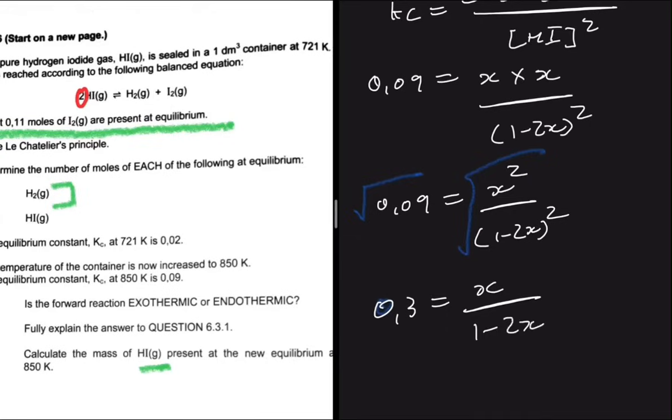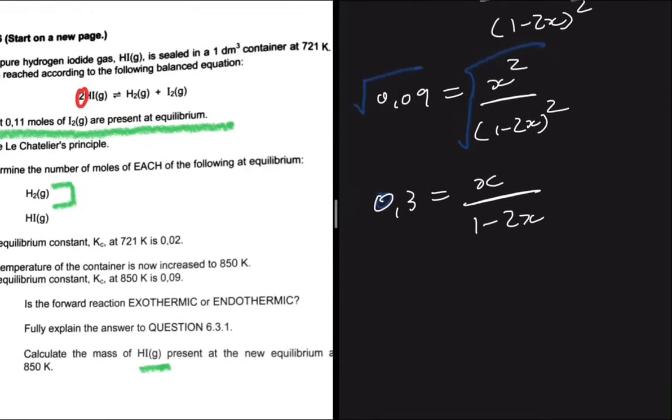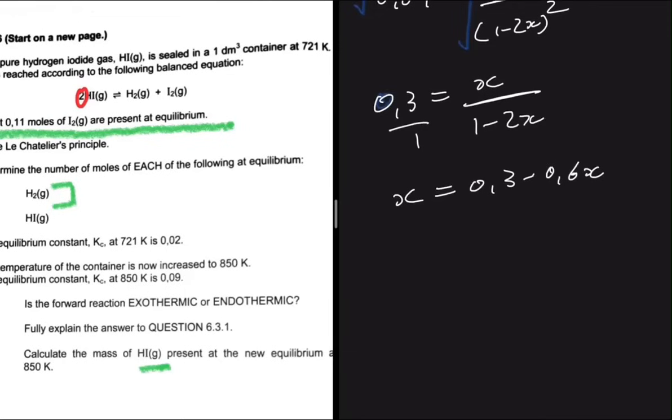And just like that, we don't have a square anymore, because if we kept the square there, we would have to solve a quadratic equation, which is something I'm not really looking forward to. So if we cross multiply here, we're going to get x equals 0.3, and then what is 0.3 multiplied by minus 2x? That is minus 0.6x.